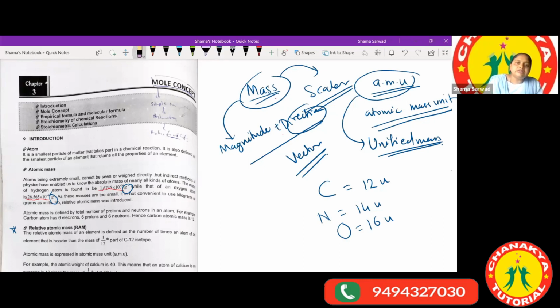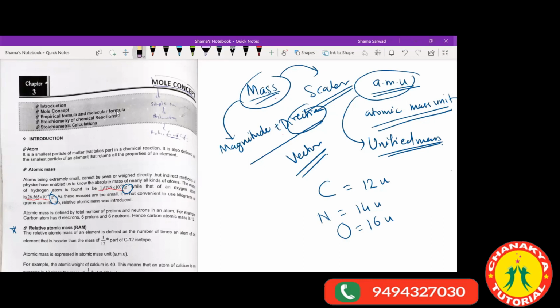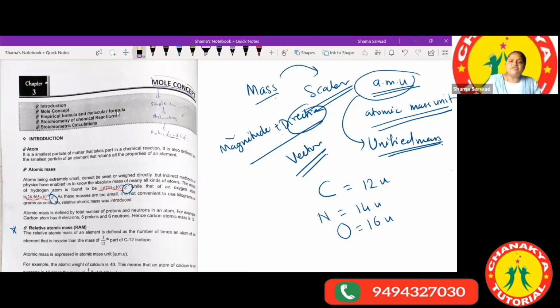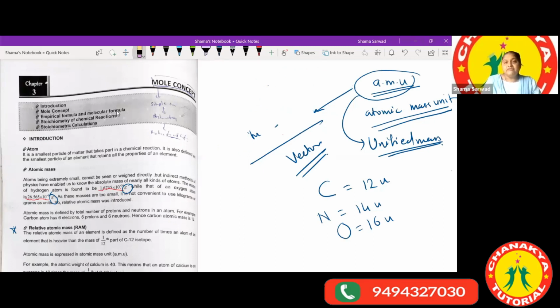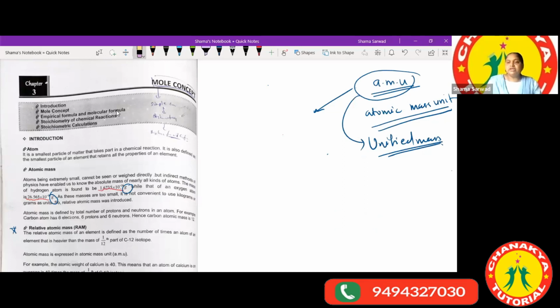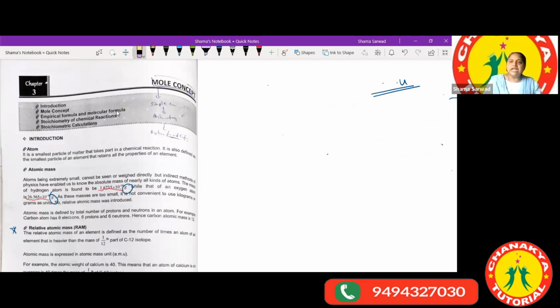Understood? Now, what we are going to see further in this chapter is what the relative atomic mass is and how to find it. A very simple example you have learned in grade 9. I'll just recapitulate it. I don't know whether your teacher has explained it to you or not, but I would like to explain that simple example, which will help you very well.